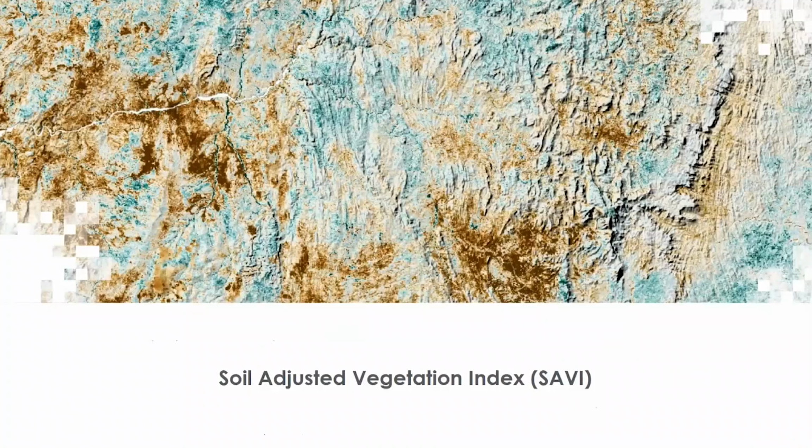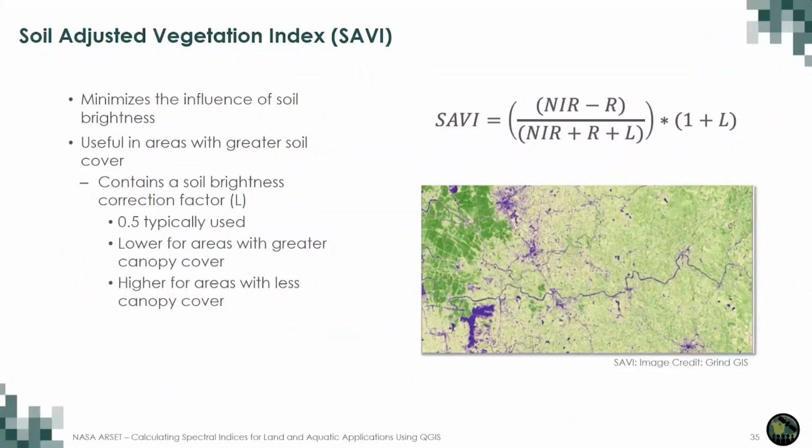There's also the Soil Adjusted Vegetation Index, or SAVI. The Soil Adjusted Vegetation Index minimizes the influence of bare or nearly bare ground when trying to assess vegetation. This one could be useful in semi-arid or arid regions like the southwestern United States, where there's a greater bare ground or soil cover in relation to the vegetation. Here, the near-infrared and red bands are still used, but a correction factor is applied.